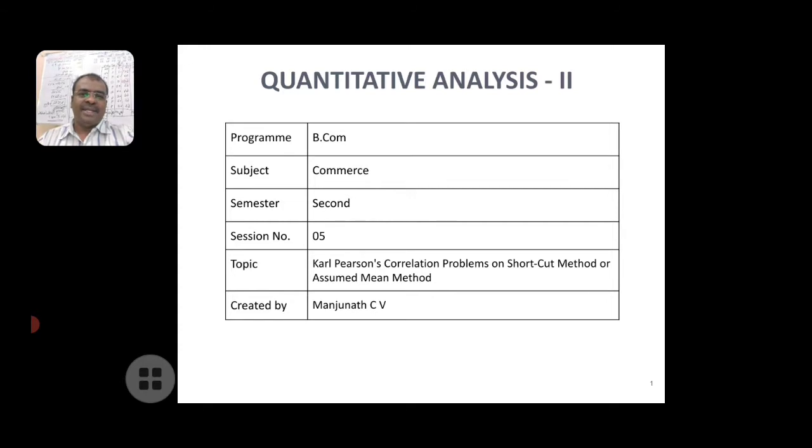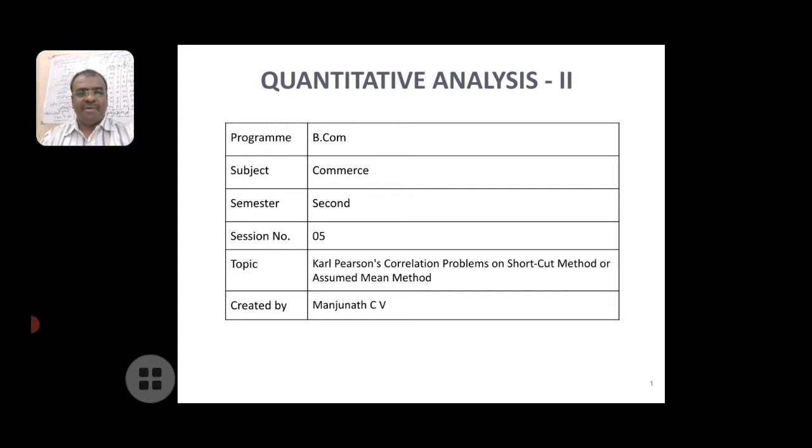This is session number 5, or video number 5, on the chapter Correlation Analysis, and in today's session we shall try to solve problems on Karl Pearson's coefficient of correlation under the shortcut method, or indirect method, or assumed mean method. All the three methods mean one and the same.